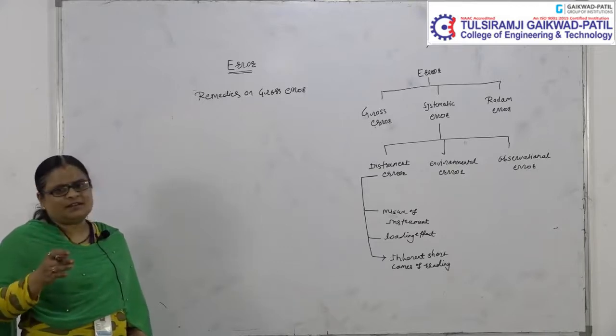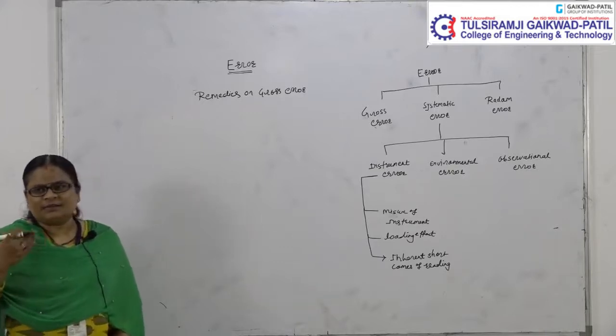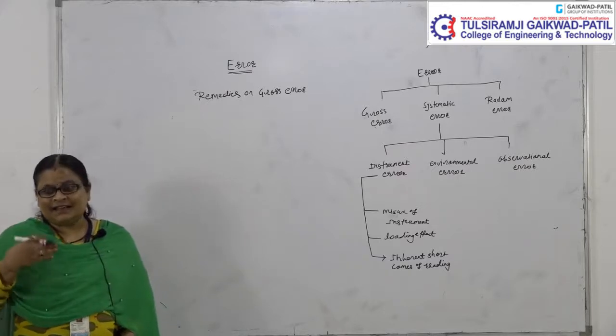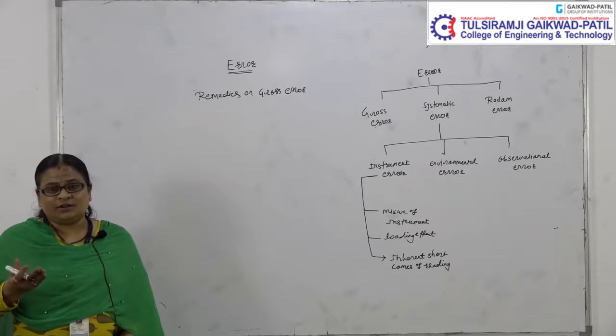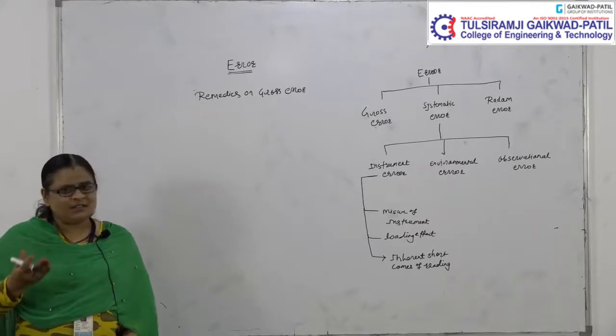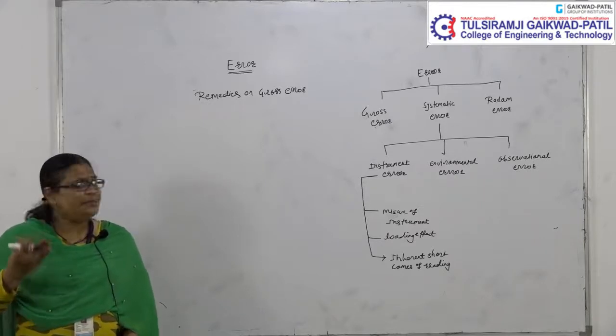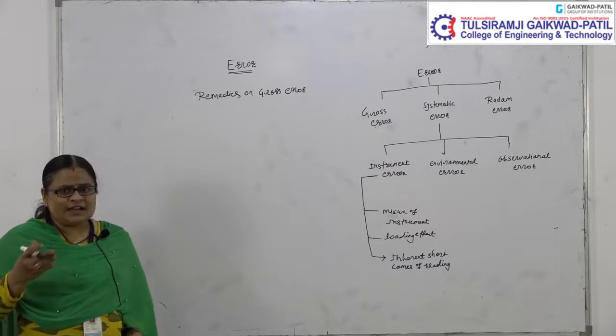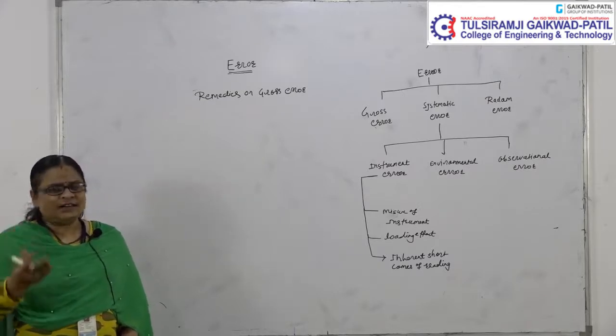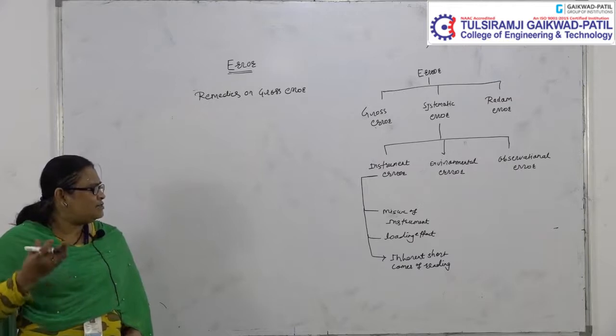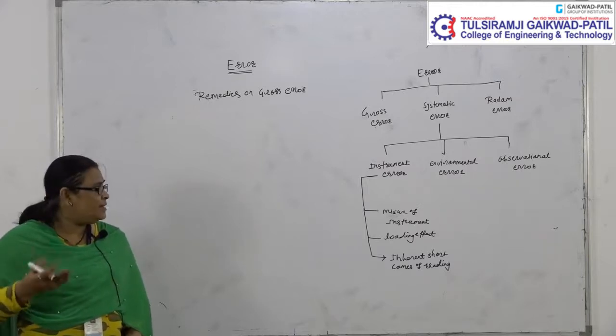The observational error can be removed by taking the reading in a standard position, which is given in the manual of that instrument. Then these observational errors can be reduced. In this way, the observational error, environmental error and instrumentation error can be reduced.